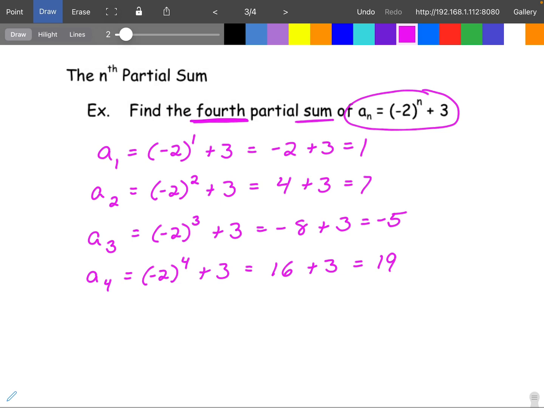So I have the first 4 terms, but I want the sum of those 4 terms. So I'm going to simply add those together. So 1 plus 7 plus negative 5 plus 19 is going to give me 22. So that is my 4th partial sum. Okay, so not nearly as hard as it sounds. You just have to know how many terms to find and then add them together.